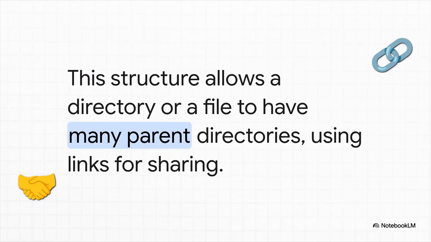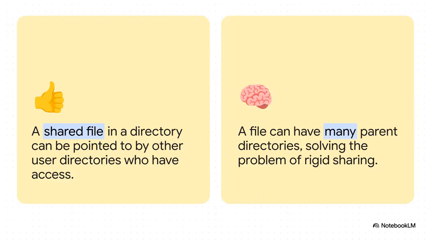So to fix that problem, we get to something even more advanced, the acyclic-graph directory. It's a fancy name, but the idea is brilliant. It uses something called links. You probably know them as shortcuts. A link basically lets a single file show up in multiple folders at the same time, as if it has more than one parent. Now this is a game changer for working together. You can have one file that a bunch of different teams can all access from their own folders without making tons of copies. It saves a lot of space and confusion. The only catch, it's, well, a lot more complicated for the computer to manage in the background.